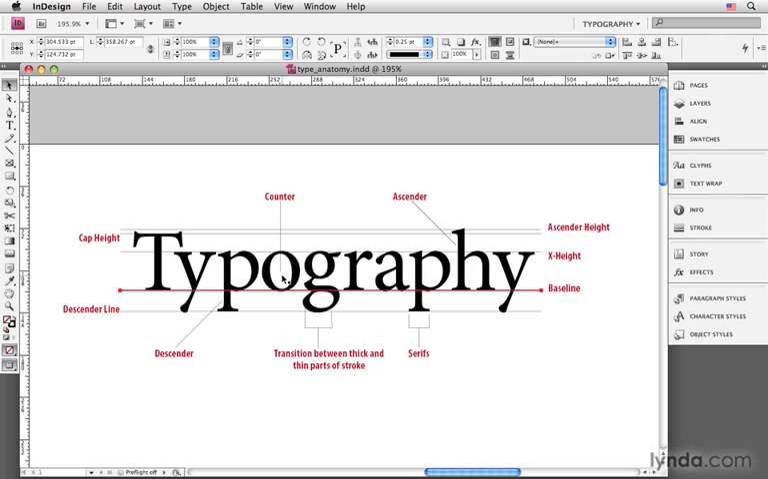The interior parts of the letters are referred to as counters. And in the case of this particular font, it is an old-style serif font, and it has bracketed serifs, as indicated here on the P, and it also has a transition between the thick parts of the stroke and the thin parts of the stroke.